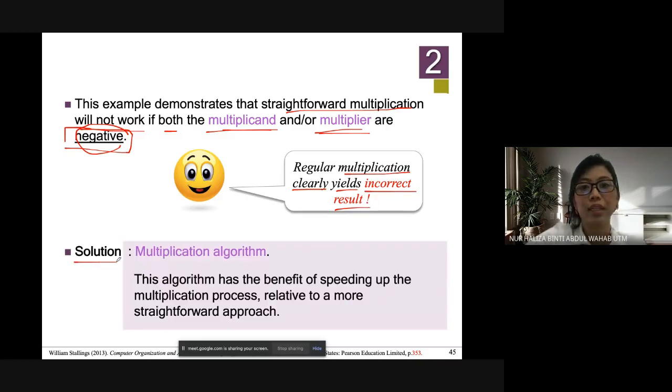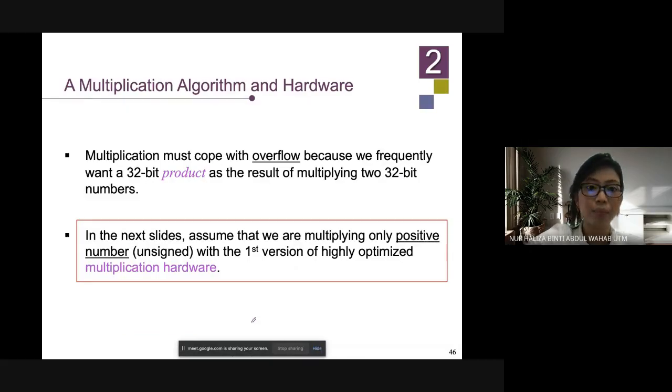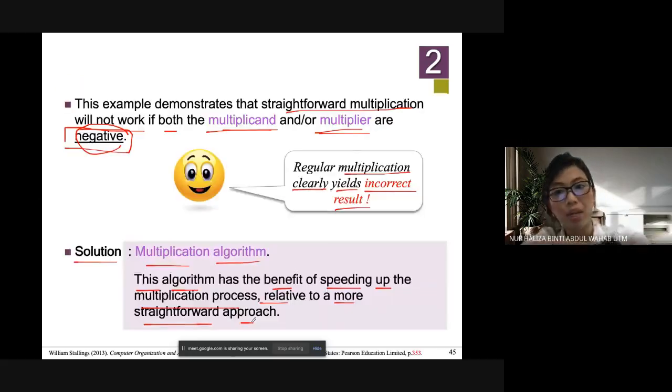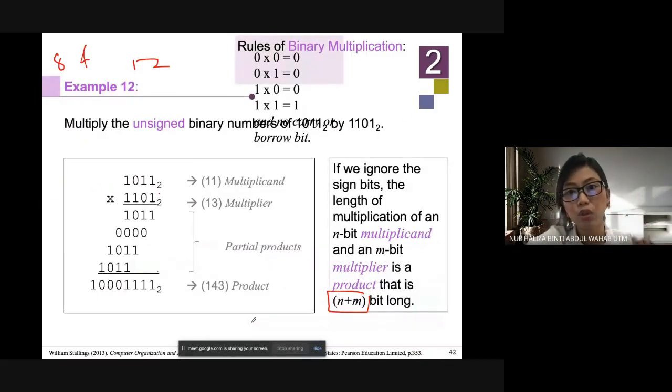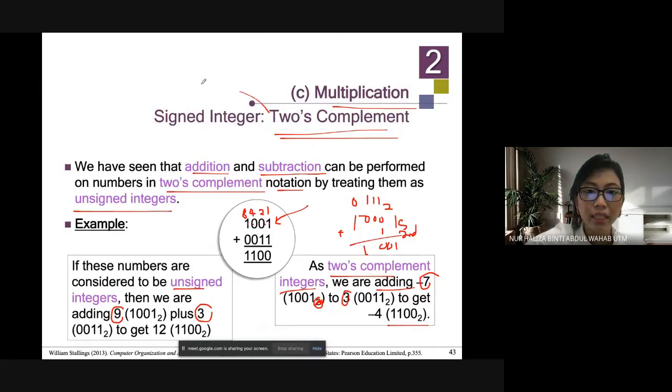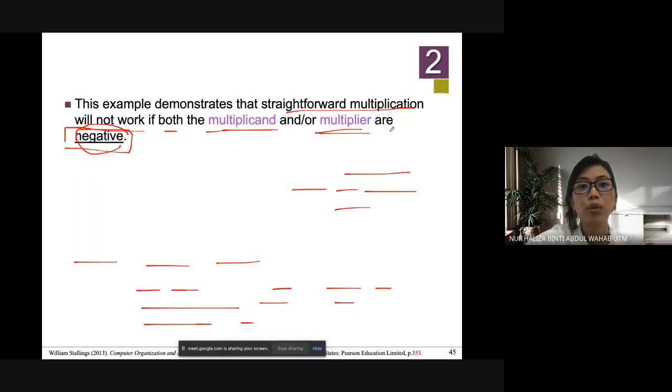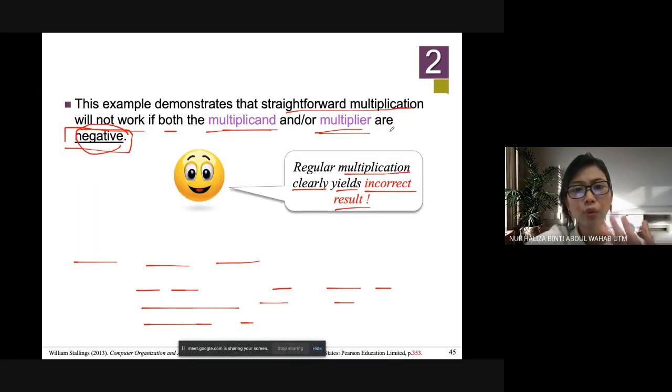So the solution is, since there is a problem, you're going to have a solution. Multiplicand's algorithm. This algorithm is needed for speeding up the multiplication process relative to a more straightforward approach. So what is this multiplicand's algorithm? You already know that in multiplication you cannot directly use signed integers using two's complement. You know there will be a problem, you're going to get an error. It's not going to work.